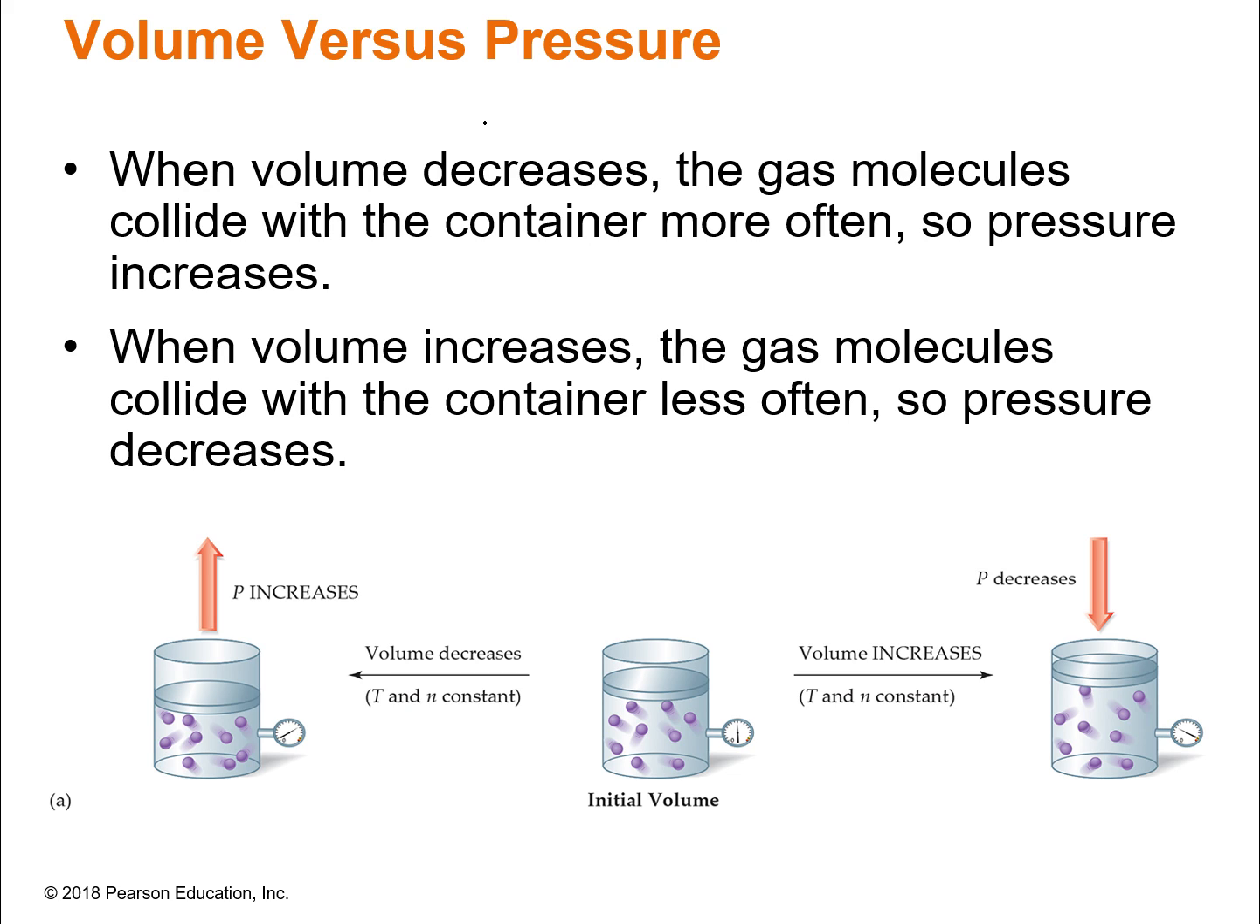So I like to write this in shorthand because it helps me see it versus all the words. Decrease in volume means an increase in pressure. The opposite is true as well. If you have a container with a cylinder in it, a piston, that you can change the volume, if you increase that volume, the gas molecules are going to have more room to roam around. So they're going to collide with the container less often, and the pressure will decrease.